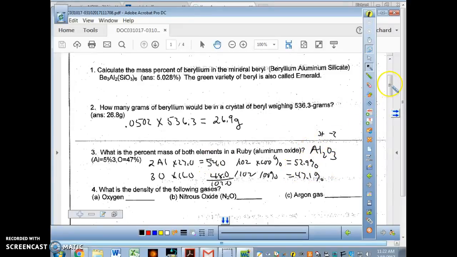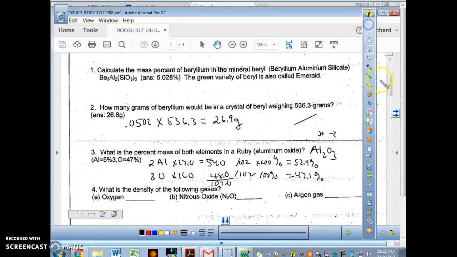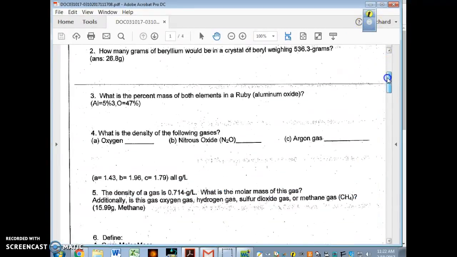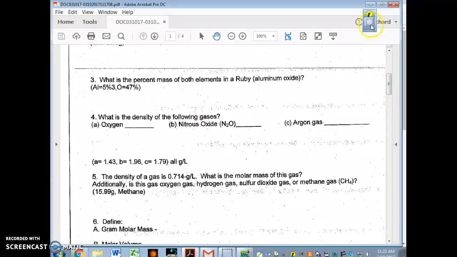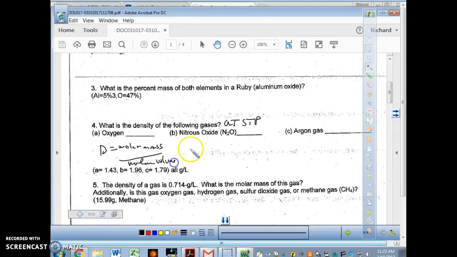What's the density of the following gases? We found out that density equaled molar mass divided by molar volume, we said. Now you can only do this for gases. The density of any gas at STP is the molar mass divided by the molar volume, because if you remember, density is mass divided by volume. So if we're at STP, it's the molar mass divided by the molar volume.